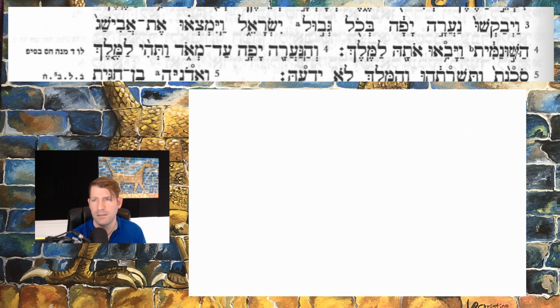Hashumanit, Shunamit, the Shunammite. Vayaviu, so avi, tavi, yavi, tavi, navi. But this is from Bo. So vayaviu, this is just a hifil form, a hifil, Waw consecutive imperfect, third plural. From Bo.